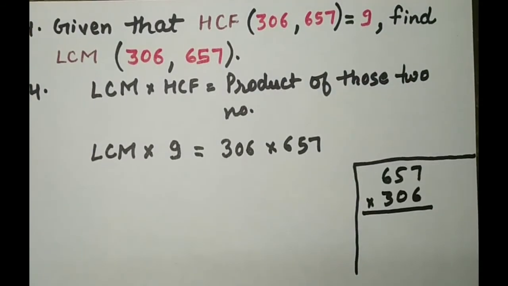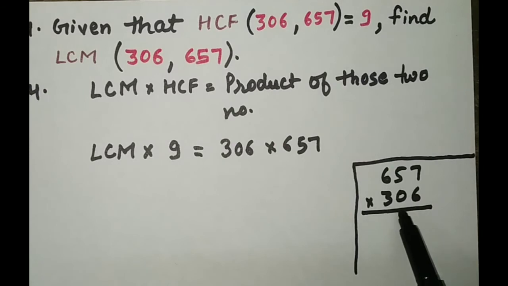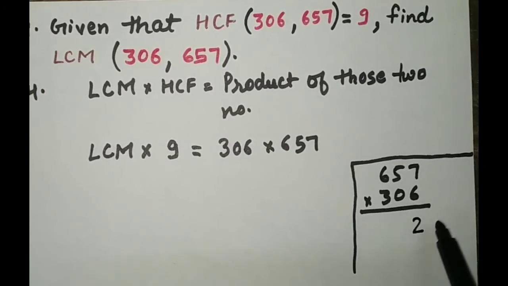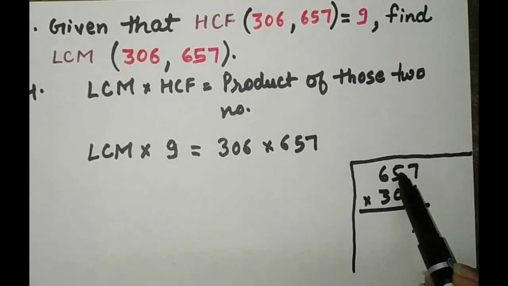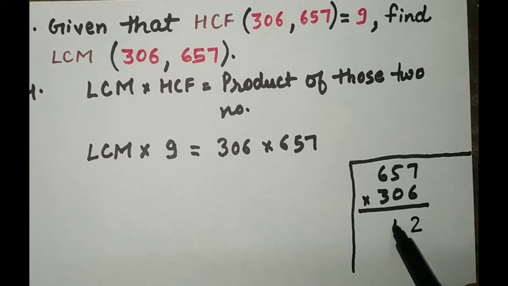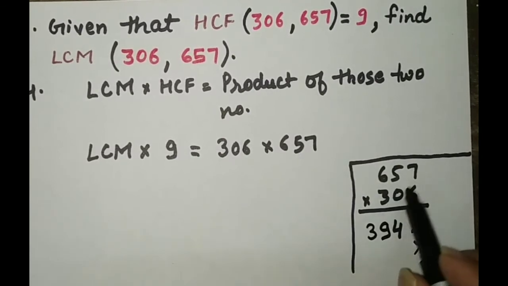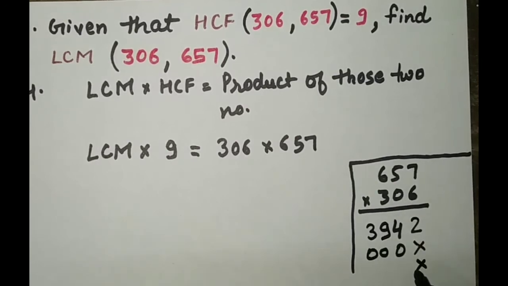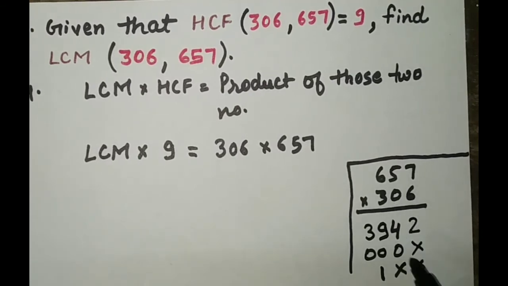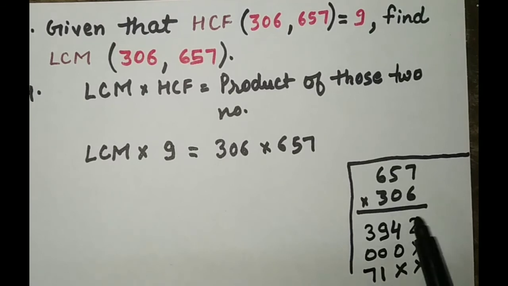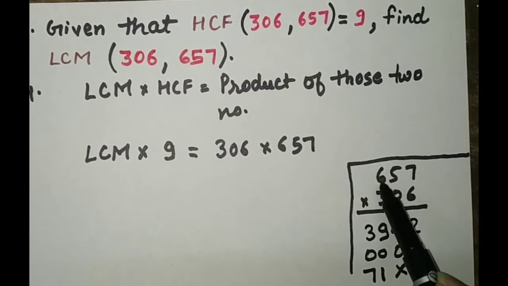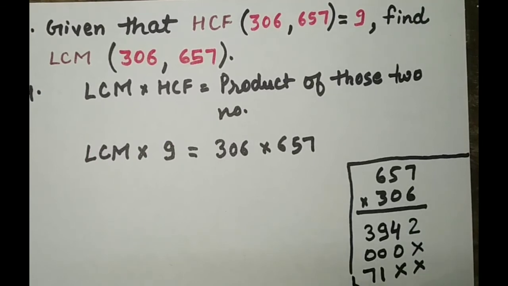We can do rough work here. 657 multiplied by 306. 6 sevens are 42. 4 carried away. 6 fives are 30 plus 4, 34. 3 will be carried. 6 6s are 36 plus 3, 39. 0 will be multiplied by all these three digits. 3 sevens are 21. 2 will be carried away. 3 fives are 15 plus 2, 17. 1 will be carried over. 6 threes are 18 plus 1, 19.